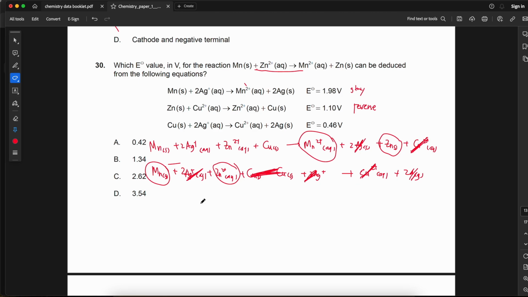Therefore, the total will be E reduction minus E oxidation. Okay, so reduction would be this, and so that would be 1.98 minus 1.10 minus 0.46. So why is it minus? Because this one is negative reversed. You will get 0.42.